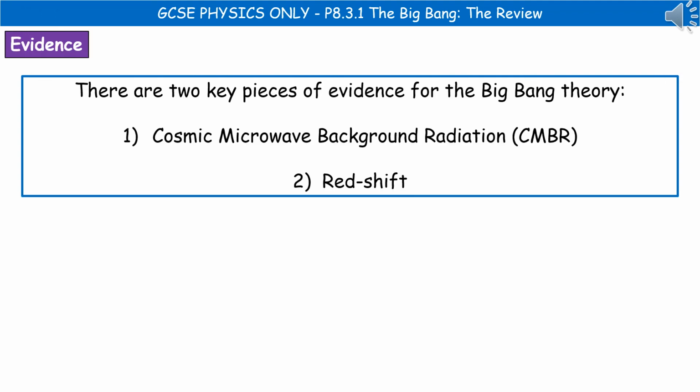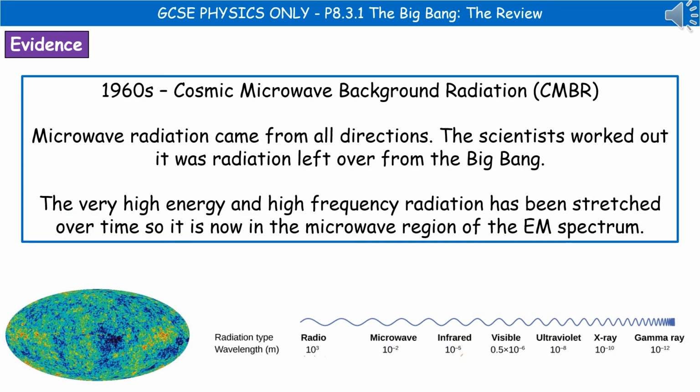The reason that the Big Bang theory is widely accepted today is because we've got two key pieces of evidence for it. We've got cosmic microwave background radiation, or CMBR, and we've got redshift. If we consider the cosmic microwave background radiation first of all, then this was discovered back in the 1960s. And what we found was that no matter where we aimed our instruments within the sky, there was this microwave radiation being detected. And what scientists worked out is that this was left over from the Big Bang.